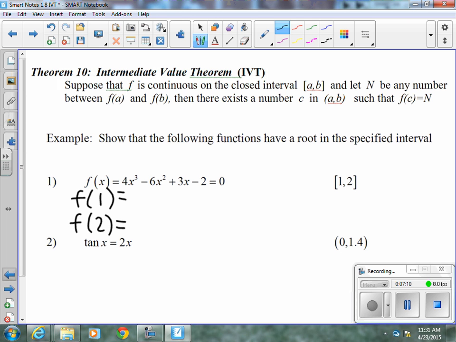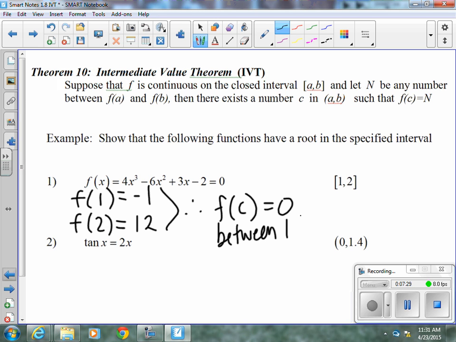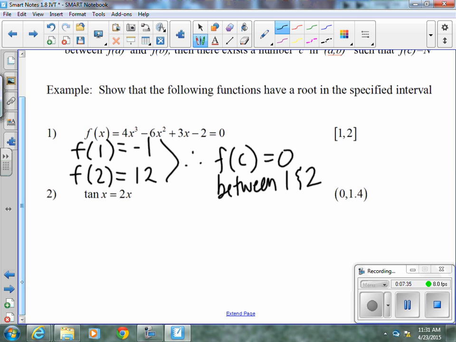Now, if we plug in 1, we get negative 1. If we plug in 2, we get 12. Based on that, therefore, that's what those 3 little dots mean, therefore, f of c equals 0 between 1 and 2. Similar idea here. Move it to one side, and we're going to find out.